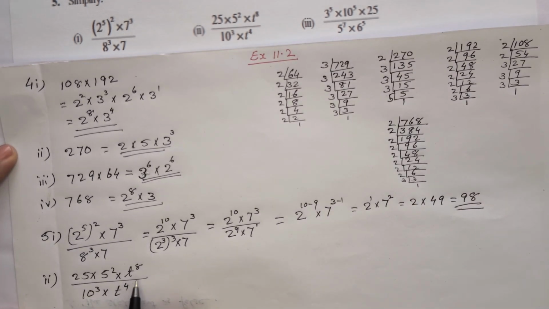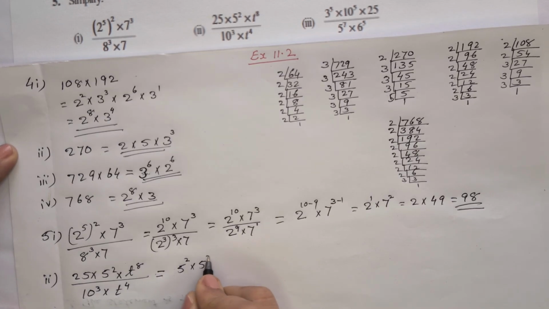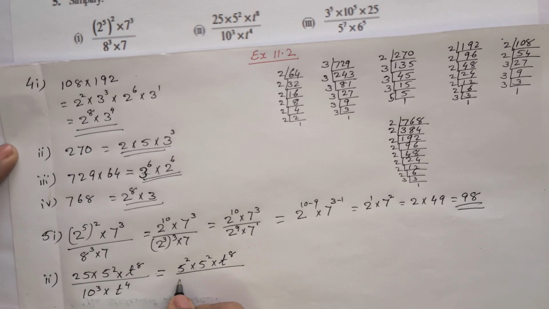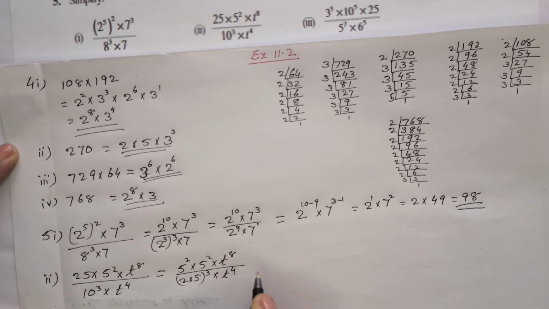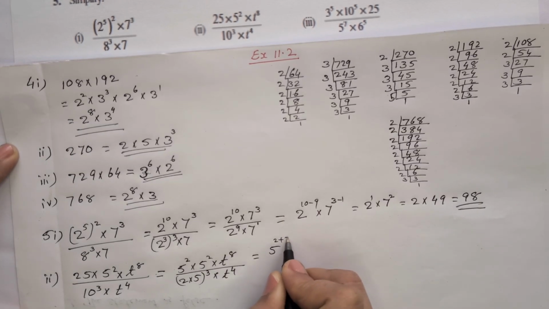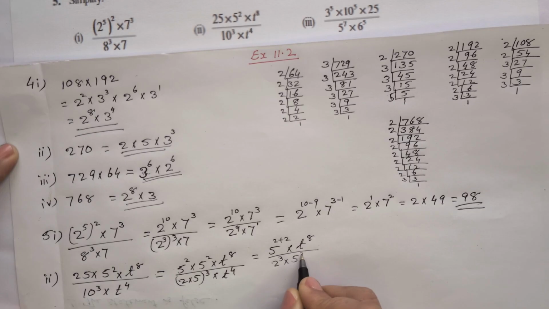Second one, 25 into 5 square into t raised to 8 by 10 cube into t raised to 4. That is equal to 25 we can write as 5 square, that into again 5 square into t raised to 8 divided by 10, we can write as 2 into 5 cube into t raised to 4, which is equal to 5 raised to 2 plus 2, into t raised to 8 divided by this we can split as 2 cube into 5 cube into t raised to 4.